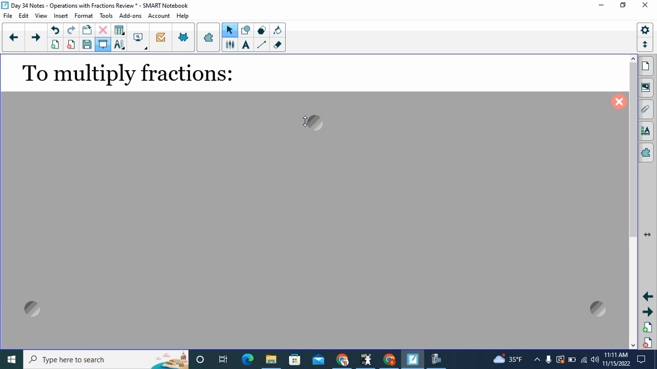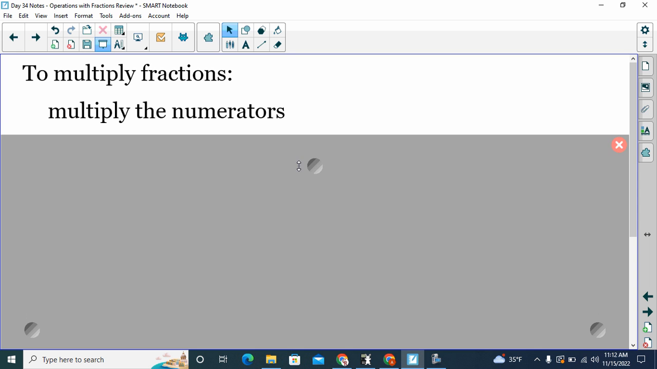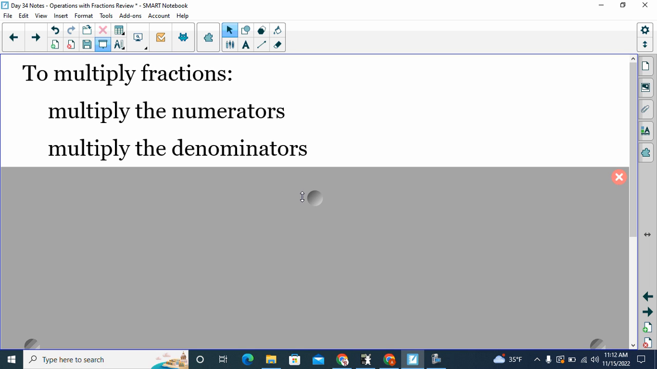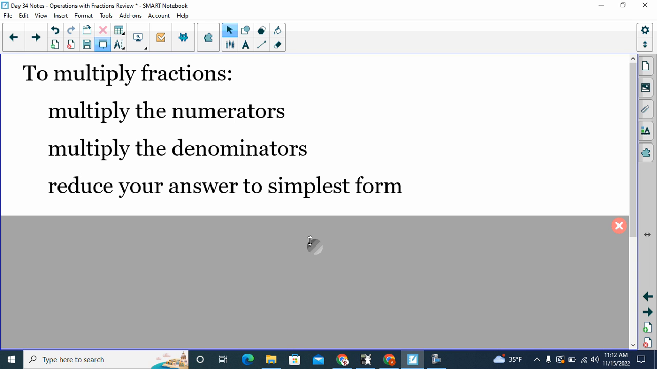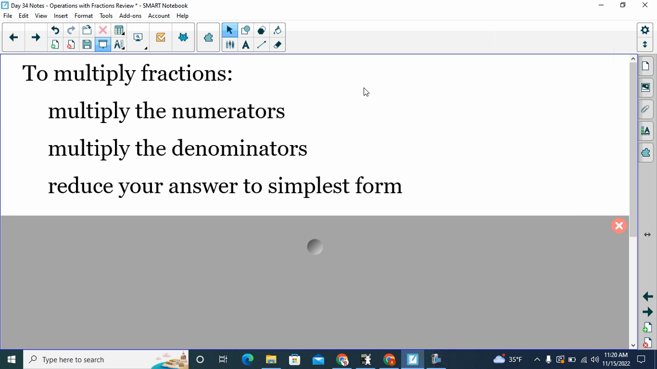To multiply fractions. Multiplying fractions is a little easier because we do not need a common denominator. We just multiply the numerators, multiply the denominators, and reduce. So again, multiplying fractions, we multiply across the top, we multiply across the bottom, and reduce.